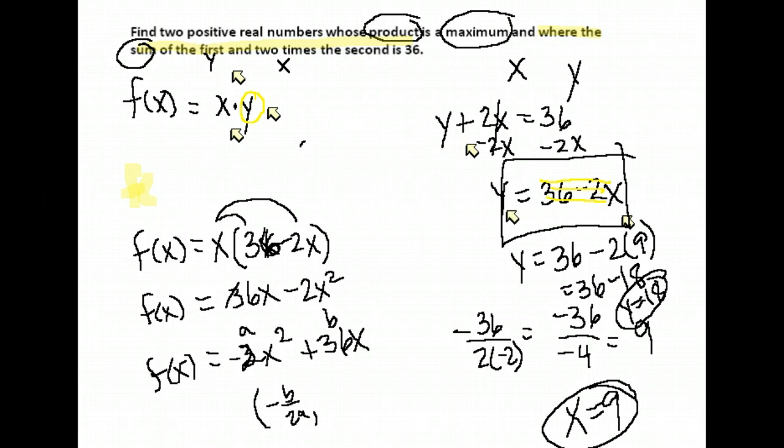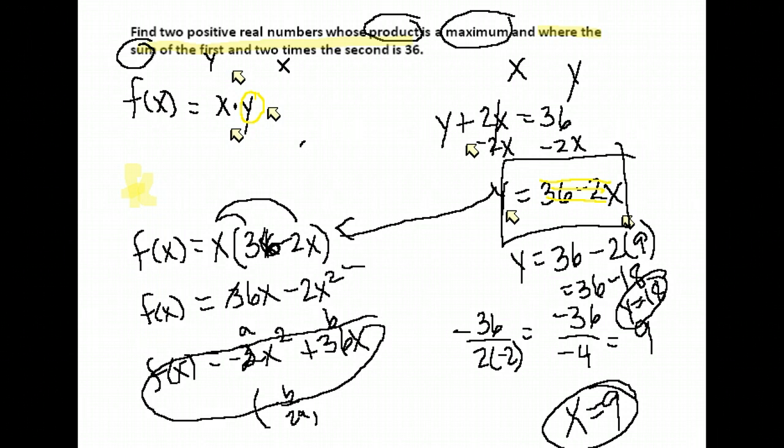I solved for one variable to isolate it, and then substituted back in so that I could have only one variable in my problem. I rewrote the quadratic so that it looks the way we were used to seeing it. Then I found the vertex, or at least the x-coordinate of the vertex, which is what I needed there. I found that x was 9 when I was at my maximum, and I substituted that back in to find the value for y, which happened to be 18.